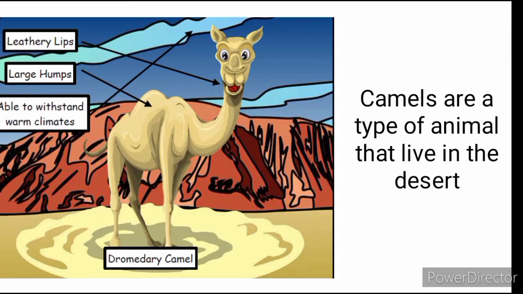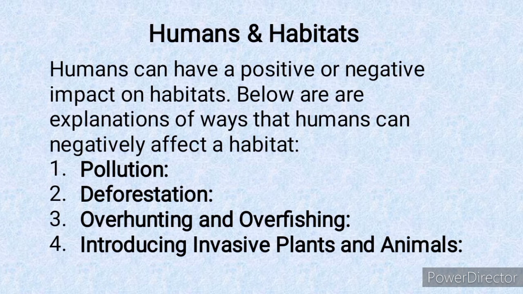The dromedary camel. The dromedary camel has developed what we call leathery lips for enabling them to chew hard food, and then they have large humps which are made up of fat that keeps them for a long time without food and water. And they also withstand hot environments. They also eat food that contains water.